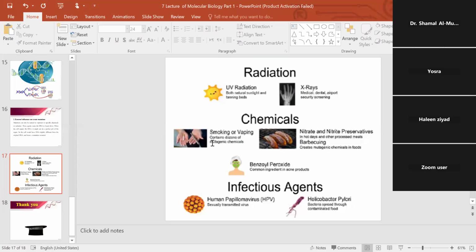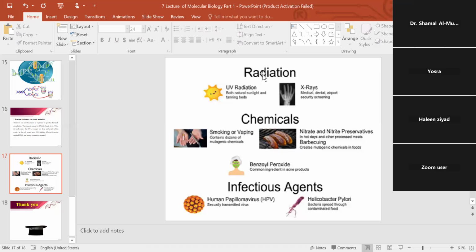Here in this picture we have radiation, chemicals, and infection agents. Among infection agents, sometimes viruses and some bacteria cause mutations; I give you two examples of them. They also make a mutation, but where? In the next generation, not in the affected person, but in their next generation.